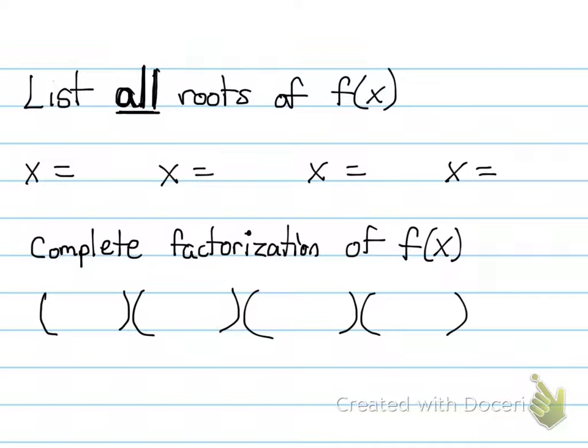So when they say list all of the roots for f of x, I have -2 and 5, which is what I use for my synthetic division. And my last 2 are 7/4 and -2/3.